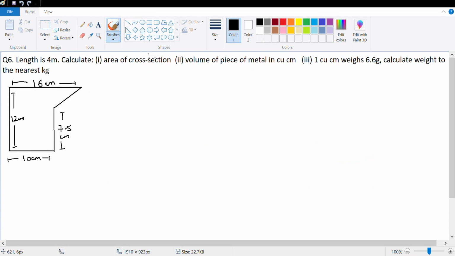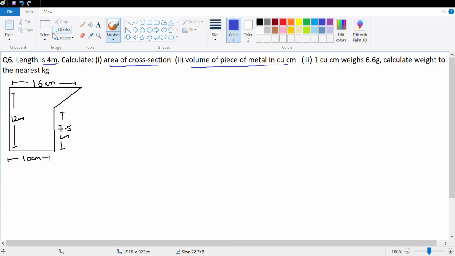So question number 6 says length is 4 meter. So the cross section of a piece of metal 4 meter in length. So the length is 4 meter. We need to find the area of the cross section, volume of piece of metal, and the weight.